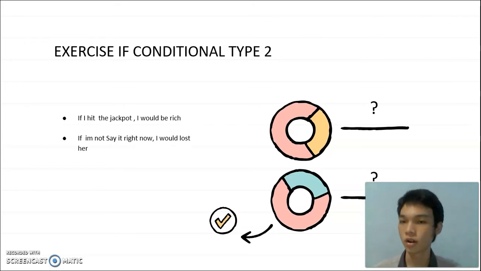For number 2, it's the same. If I'm not sad right now, I would lose her. It's something that could happen, but not exactly will happen. You can lose her or it may not really happen, not the exact thing. So that's the difference between if conditional type 1 and type 2. And that's all my exercise from me. Thank you for watching, and my friend will explain the next exercise to you. See ya.